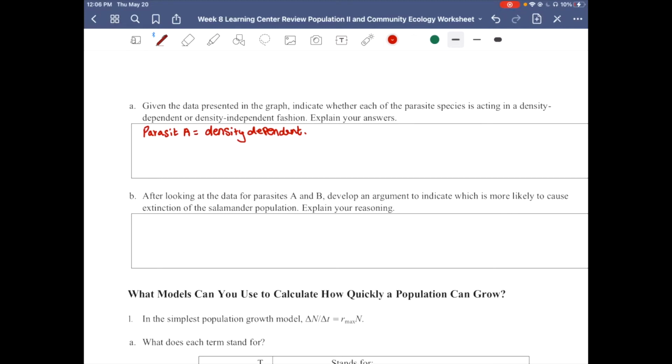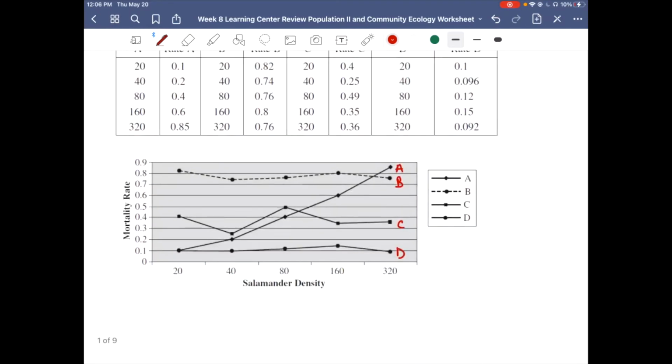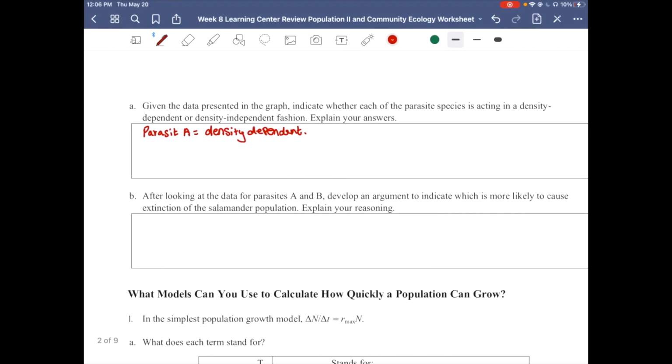For example, for B, we see that it stays consistent, even though it's compared to the control group. So B produces greater mortality rate than the control. D is the control, but the mortality rate for B is higher. It might be tempting to say that's dependent, but we can notice that even at 20 or 320, it's around the same rate. So the mortality is around the same rate, and we know this is going to be density independent because it doesn't really care whether density increases or not.